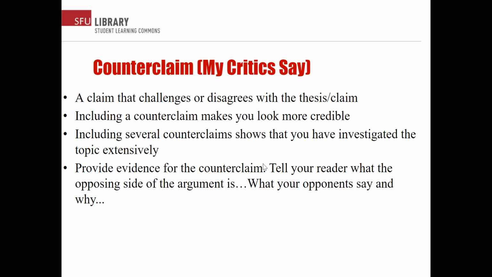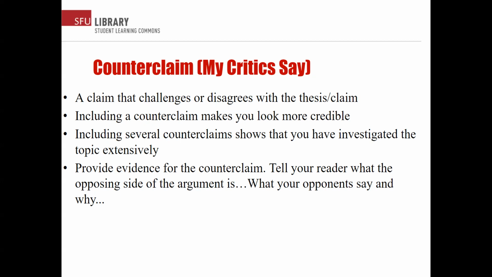Including a counterclaim, again, as I said earlier, makes you look more credible. And if you include several counterclaims, of course, it depends on the length of your essay. If you have enough space, then including several counterclaims shows that you have investigated the topic extensively. And it shows that you have enough knowledge about the topic and you are not biased towards it.